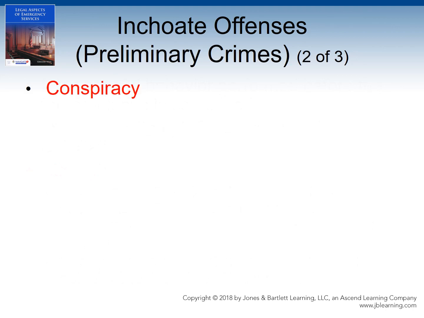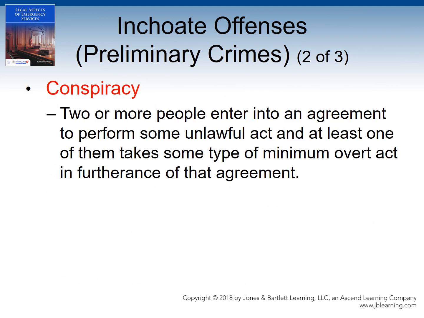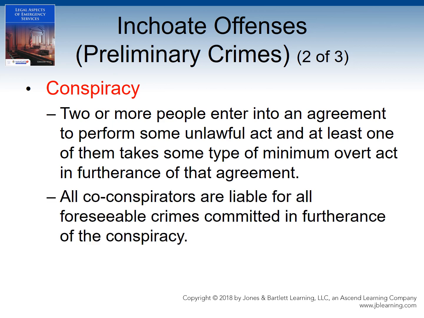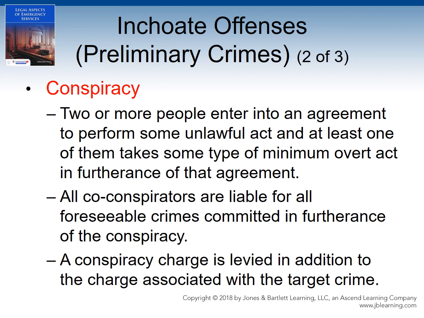A conspiracy to commit a crime occurs when two or more people enter into an agreement to perform some unlawful act, and at least one of those people takes some type of minimum overt act in furtherance of that agreement. All co-conspirators are liable for all foreseeable crimes committed in furtherance of the conspiracy, and the conspiracy charge is pursued by the prosecution in addition to the charge of the target crime itself. Given our previous arson example, if the person was working with another to commit the arson, both people can be charged for any foreseeable crimes committed as a part of that conspiracy.